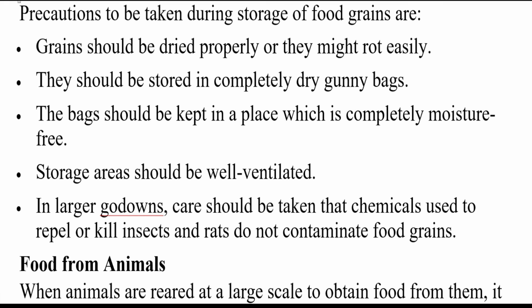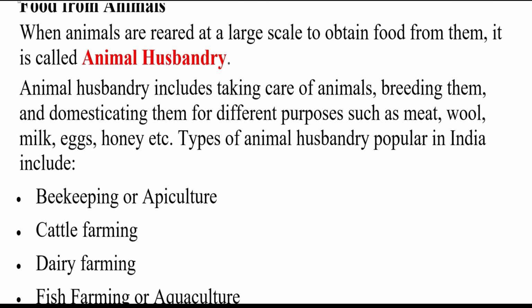grains. Food from animals. So, when animals are reared at a large scale to obtain food from them, it is called animal husbandry. Animal husbandry includes taking care of animals, breeding them, and domesticating them for different purposes such as meat, wool, milk, eggs, honey, etc.